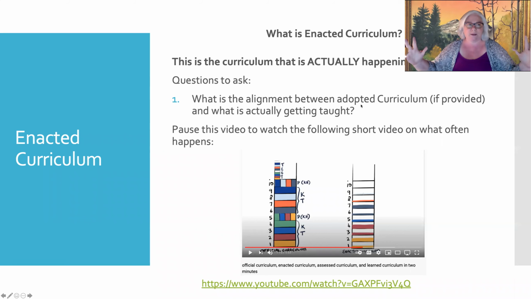But if you are held to this pacing guide across the district or across your school, and you've got to give that unit 2 test on this day, then you're going to say, okay, let me just teach you what's on the test, right? Obviously, this is not a good example of enacted curriculum. Now, to answer this question, what is the alignment between adopted and what is actually getting taught? I'm not saying that if it's misaligned, it's bad, right? But you need to be able to critically understand what in this can be adjusted and adapted for the context we're in.